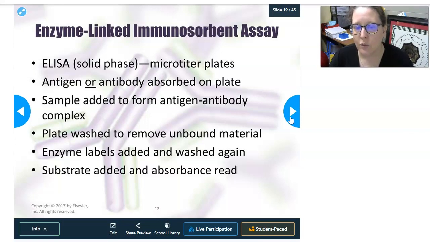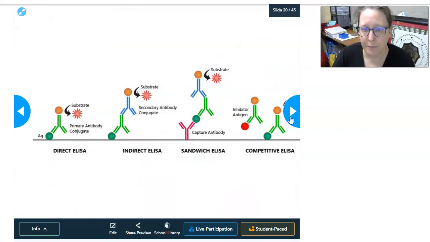And then you add the enzyme labels. The enzyme labels are tagged onto an antibody, and then they react and either bind or don't, and then they're washed again. And then you add the substrate that will cause the reaction. This is enzyme linked, so the substrate will be the substrate for that enzyme. Generally speaking, ELISAs produce a color change, and then you read the absorbance, and the intensity of the color is proportional to the amount of antigen or antibody we're trying to detect.